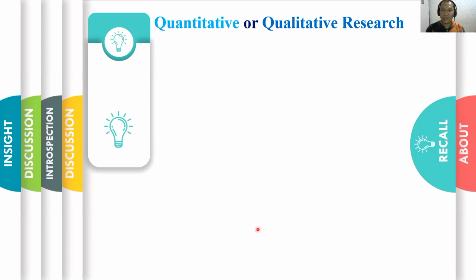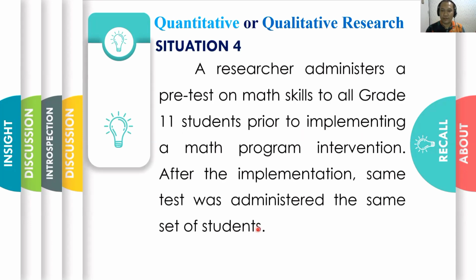Okay. Next, situation number four. A researcher administers a pretest on math skills to all grade 11 students prior to implementing a math program intervention. After the implementation, the same test was administered to the same set of students. Now, in this case, numerical values are collected. Therefore, we are going to use quantitative research.